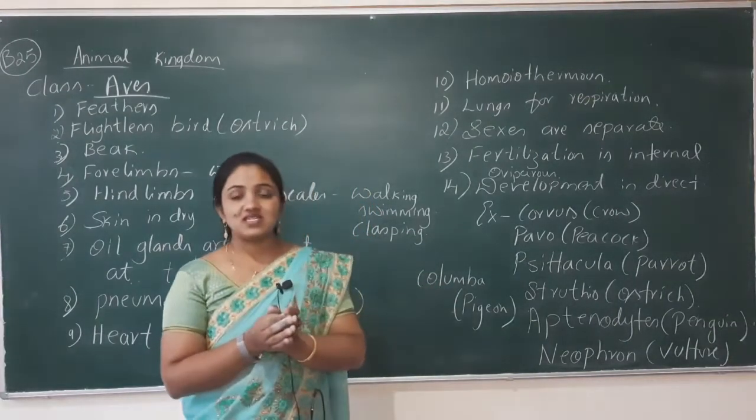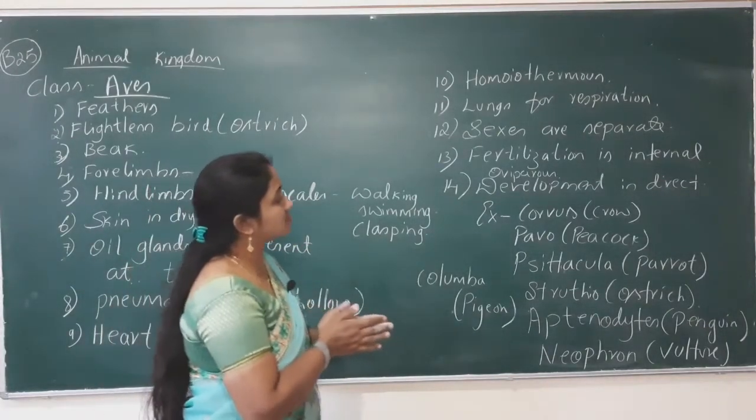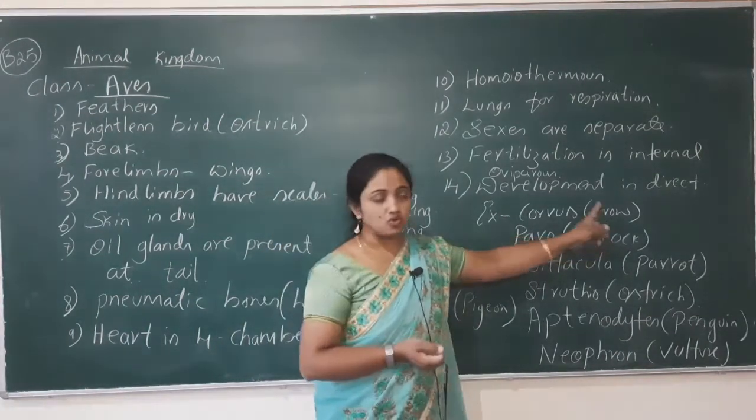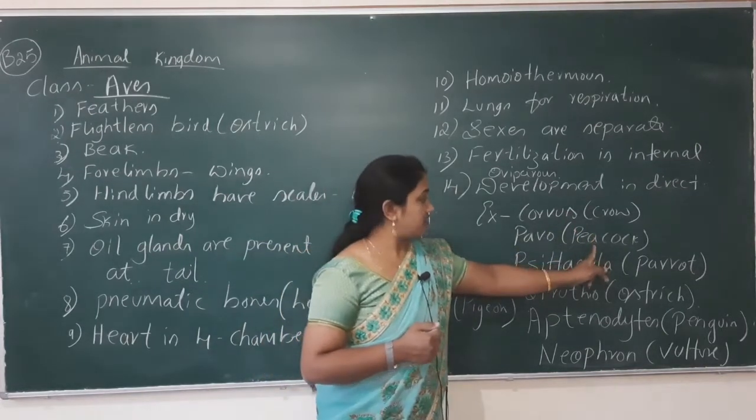Now we'll see the examples of class Aves. The first example is Corvus. The common name of Corvus is crow. Pavo. The common name of Pavo is peacock.